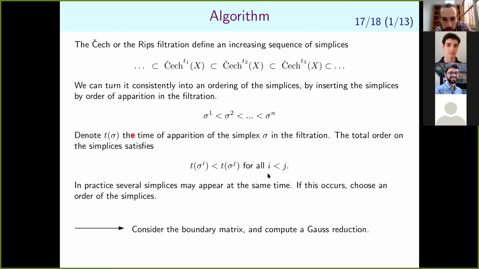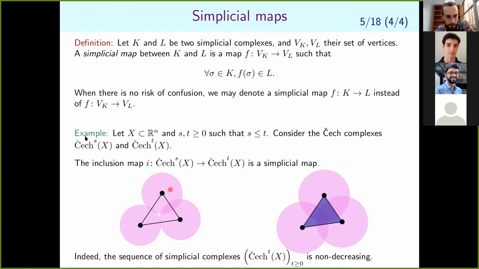Do I have a picture somewhere? Yes. For instance, here, you will have the points at first, and then the edges, and then the triangle. So this will give you a filtration of your simplicial complex. The only problem is that sometimes simplices will arrive at the same time. When they do, just choose any order on them.